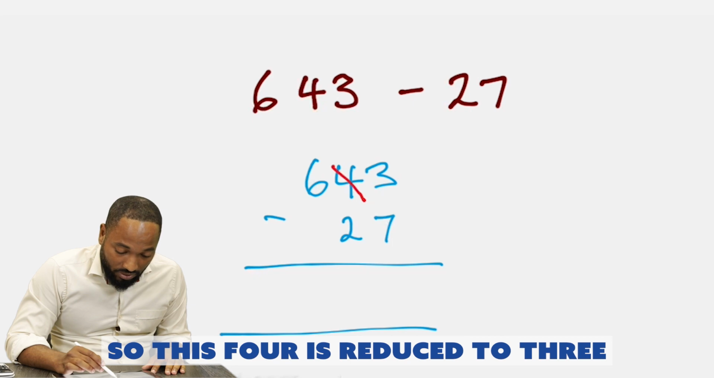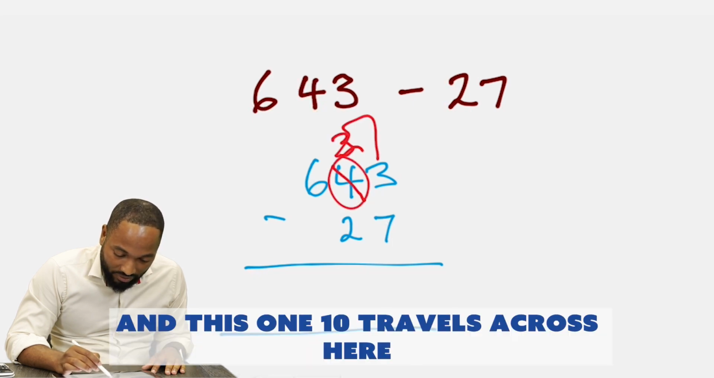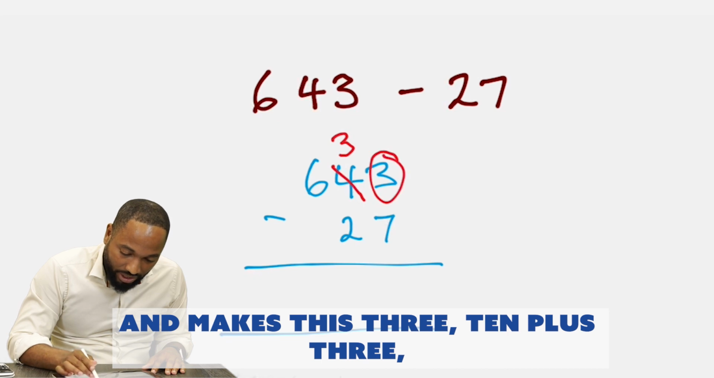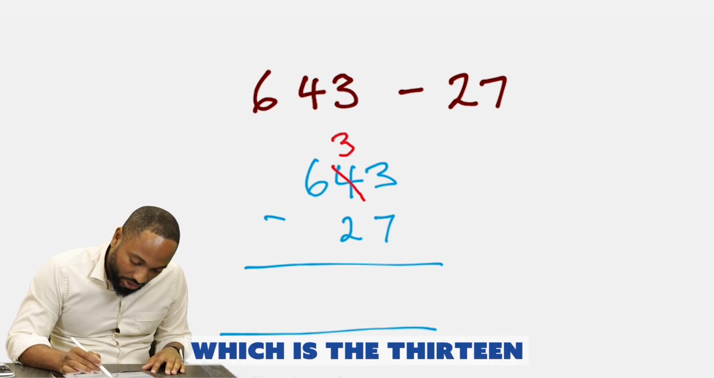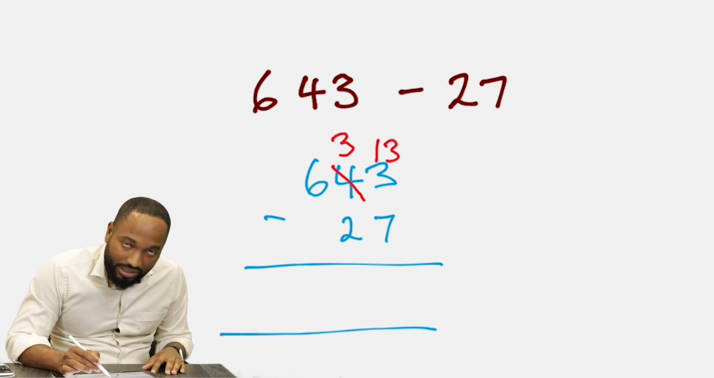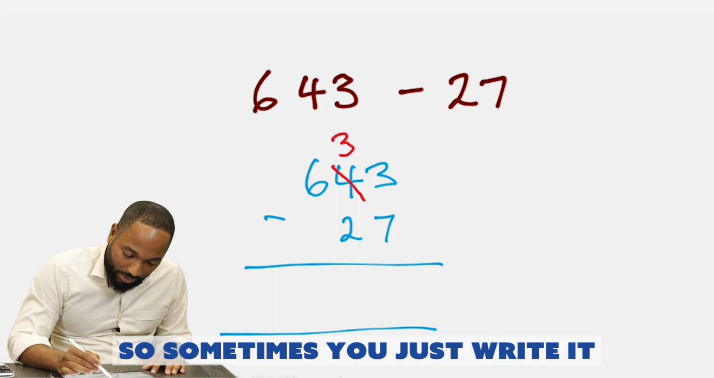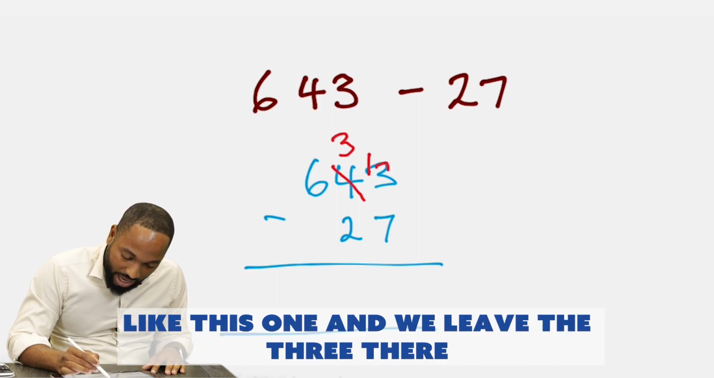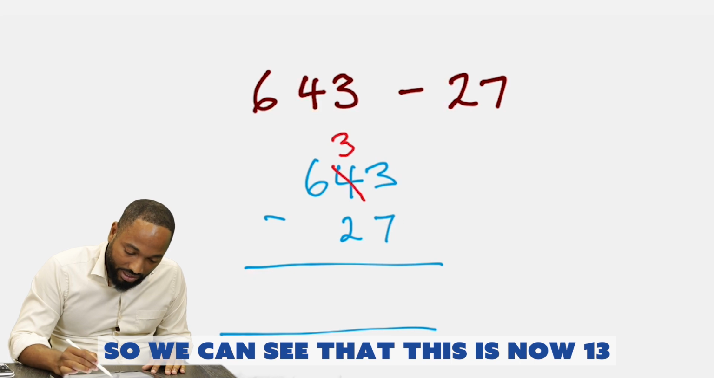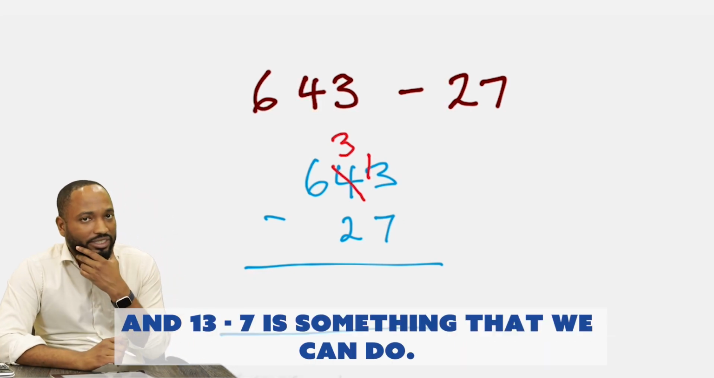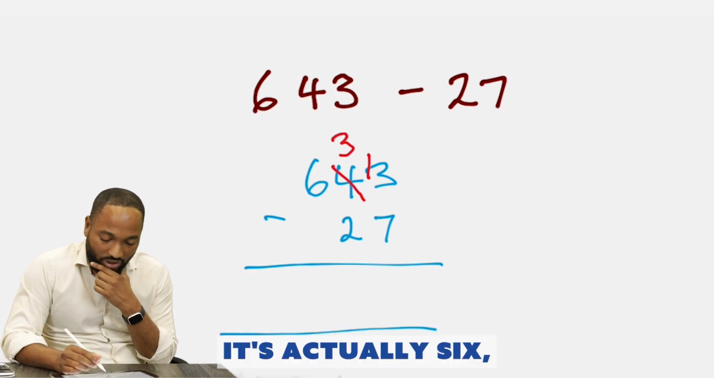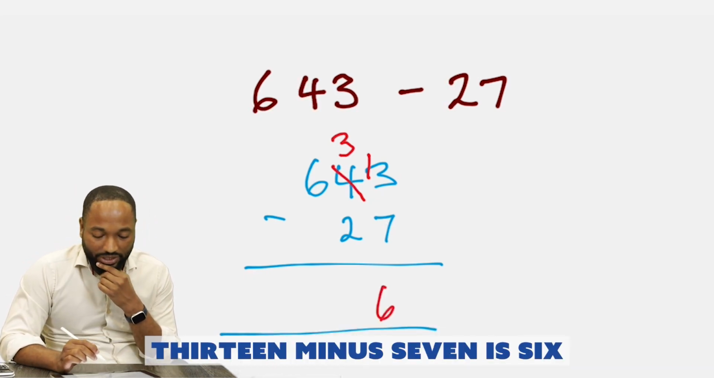So this 4 is reduced to 3, and this 10 travels across here and makes this 3, 10 plus 3, which is 13. Are you seeing that? So sometimes we just write it like this, 1, and we leave the 3 there, so we can see that this is now 13. And 13 minus 7 is something that we can do. It's actually 6. 13 minus 7 is 6.